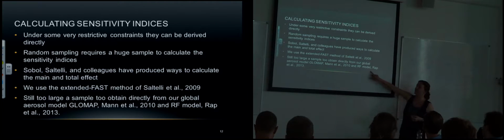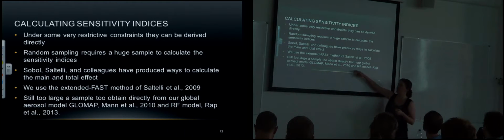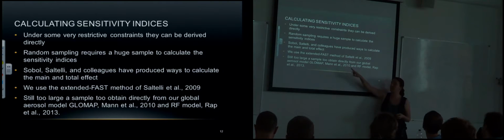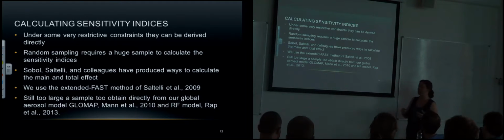so we can actually calculate these with much fewer samples than we would if we do random sampling. Okay, but this is still too large for our global aerosol model. To do a single model run for 1 month, it takes 90 minutes. Okay, so my boss worked out how long it would take to do the extended FAST method with that, and it was about 900 years. Okay, so we can't do it.